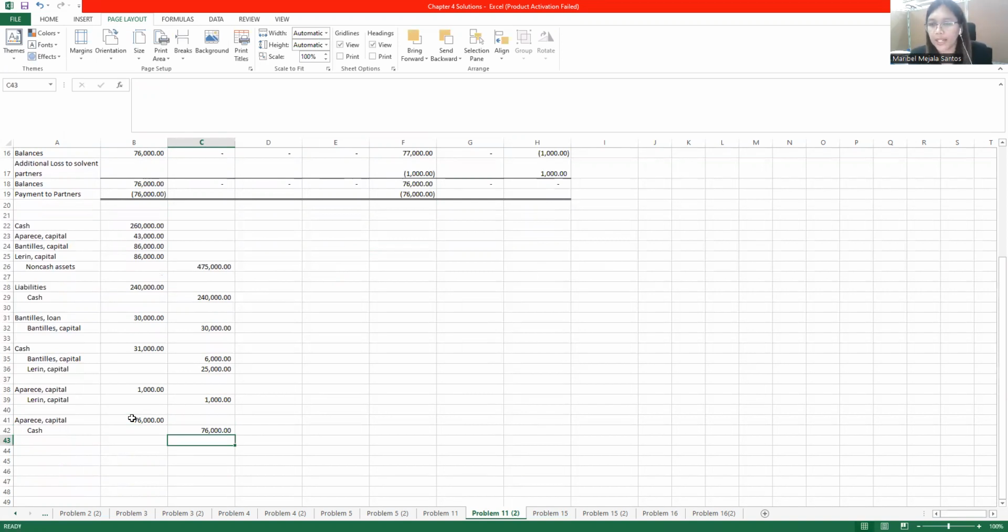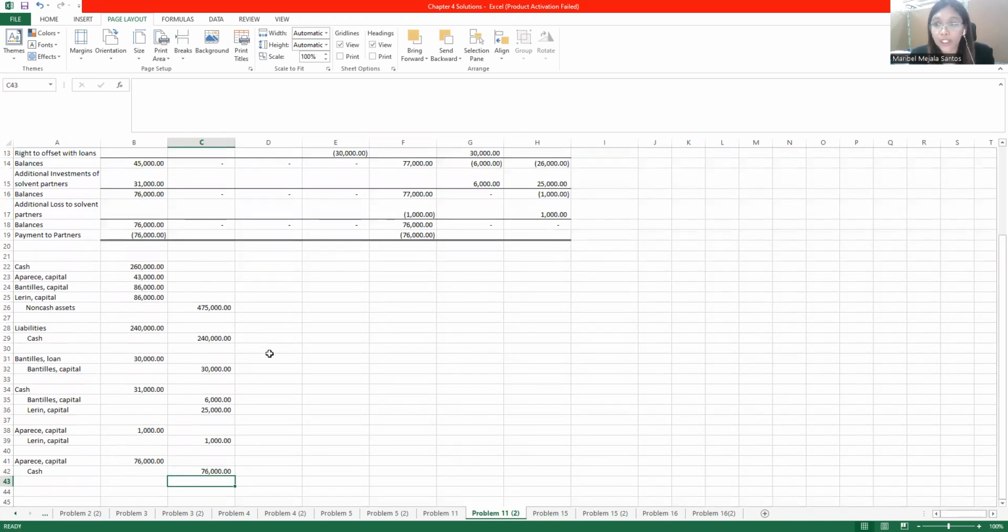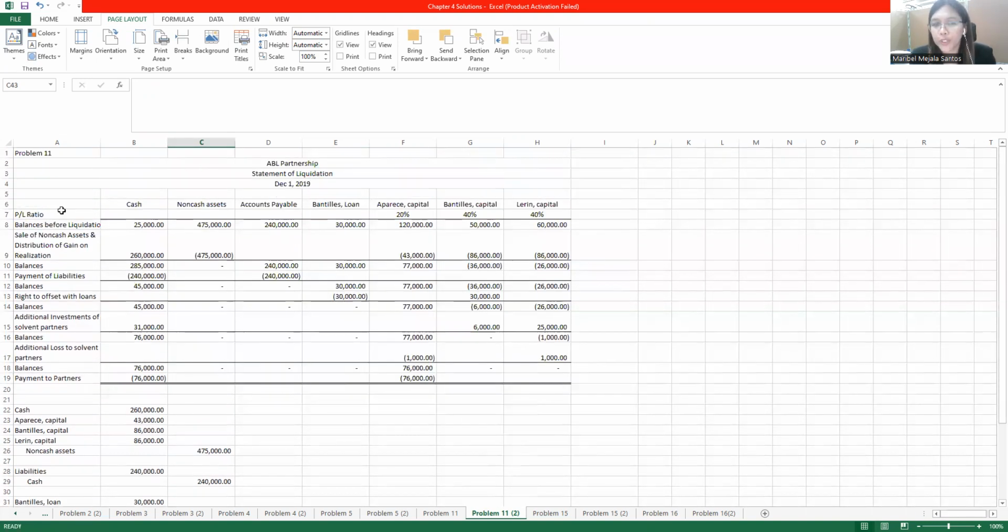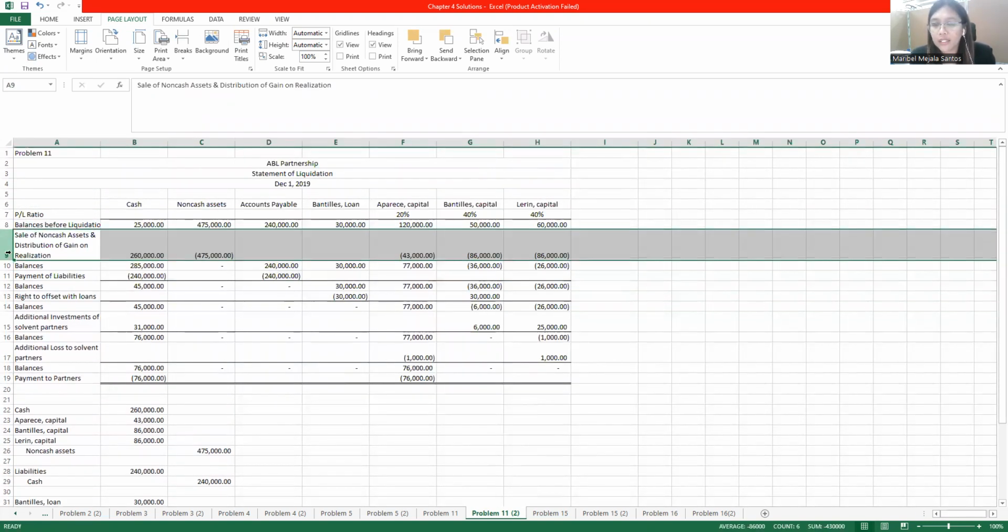So I hope you can still follow. No, eto, nandito na lahat ng step. No, first is you sell non-cash asset, distribute any gain or loss on realization. Then you pay outside creditors. Then there's a right to offset. Also, additional investment for solvent partners and absorption of loss from insolvent partners. Now, let's move on. Installment liquidation, no?